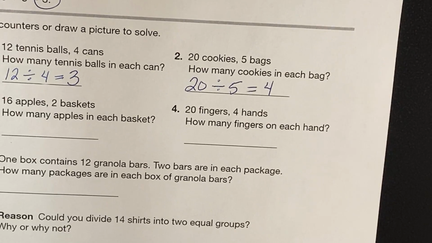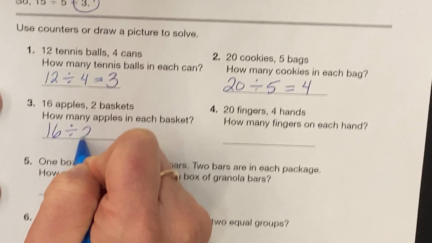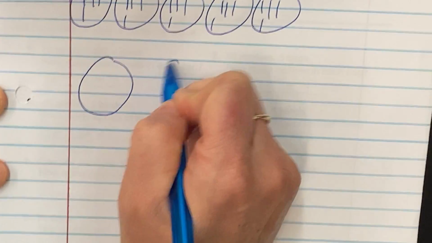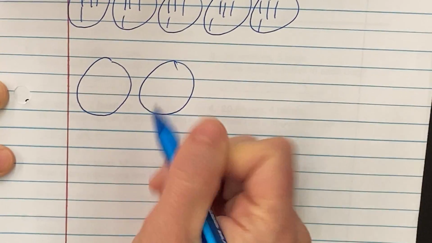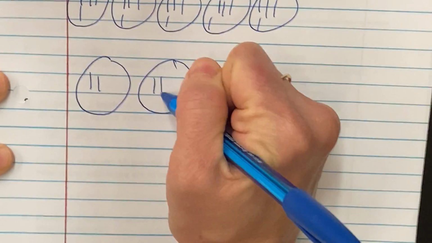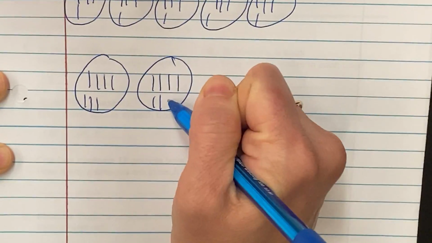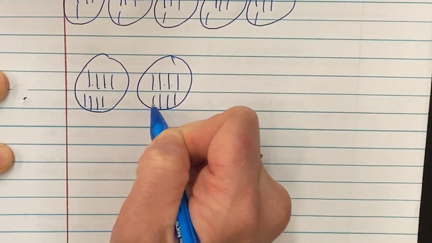Number 3, 16 apples in 2 baskets. 16 divided by 2. 2 groups. When you're drawing pictures like this, I would highly recommend that you make tick marks instead of little tiny dots, because the little tiny dots can get lost very easily. So we're going to take 16 and divide it up. 1, 2, 3, 4, 5, 6, 7, 8, 9, 10, 11, 12, 13, 14, 15, 16. 1, 2, 3, 4, 5, 6, 7, 8. 1, 2, 3, 4, 5, 6, 7, 8.